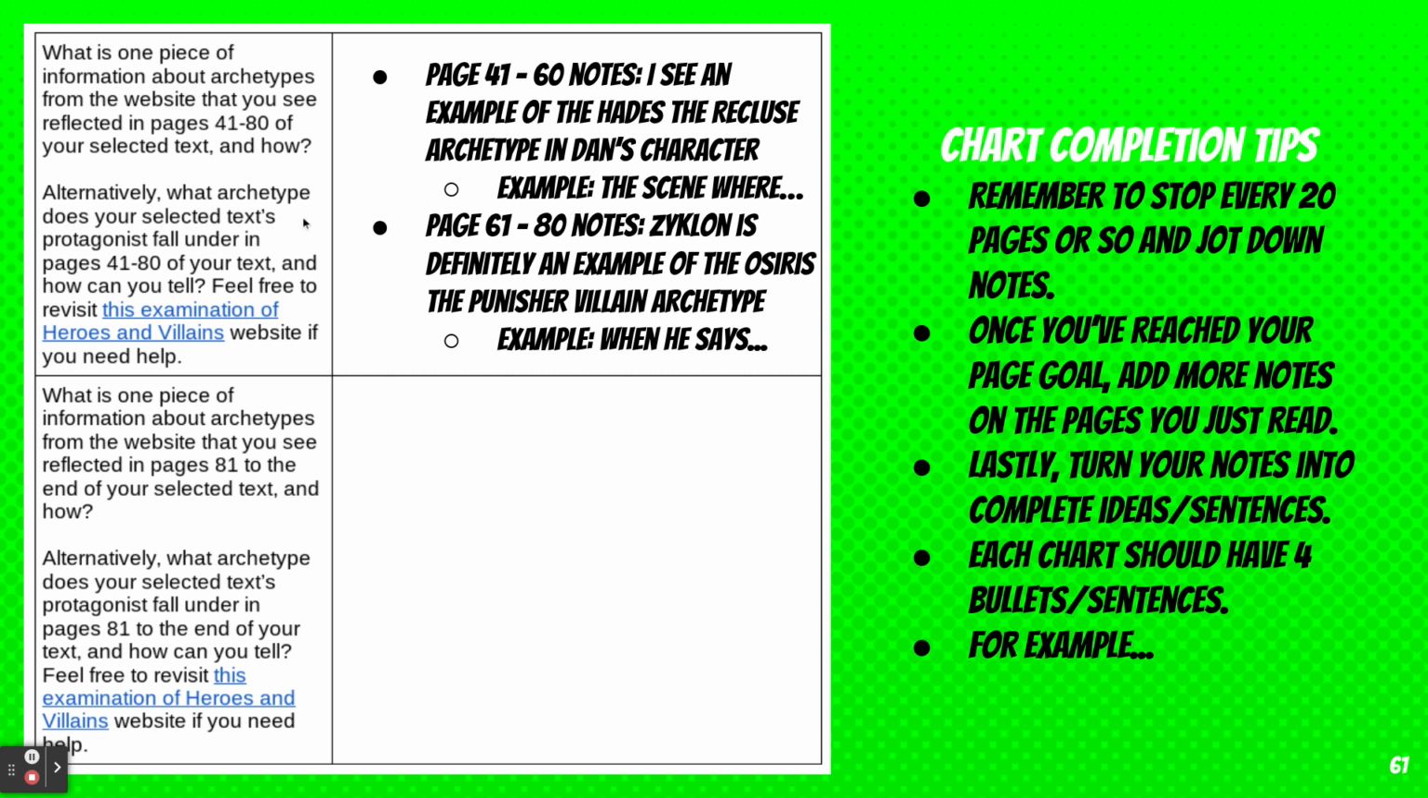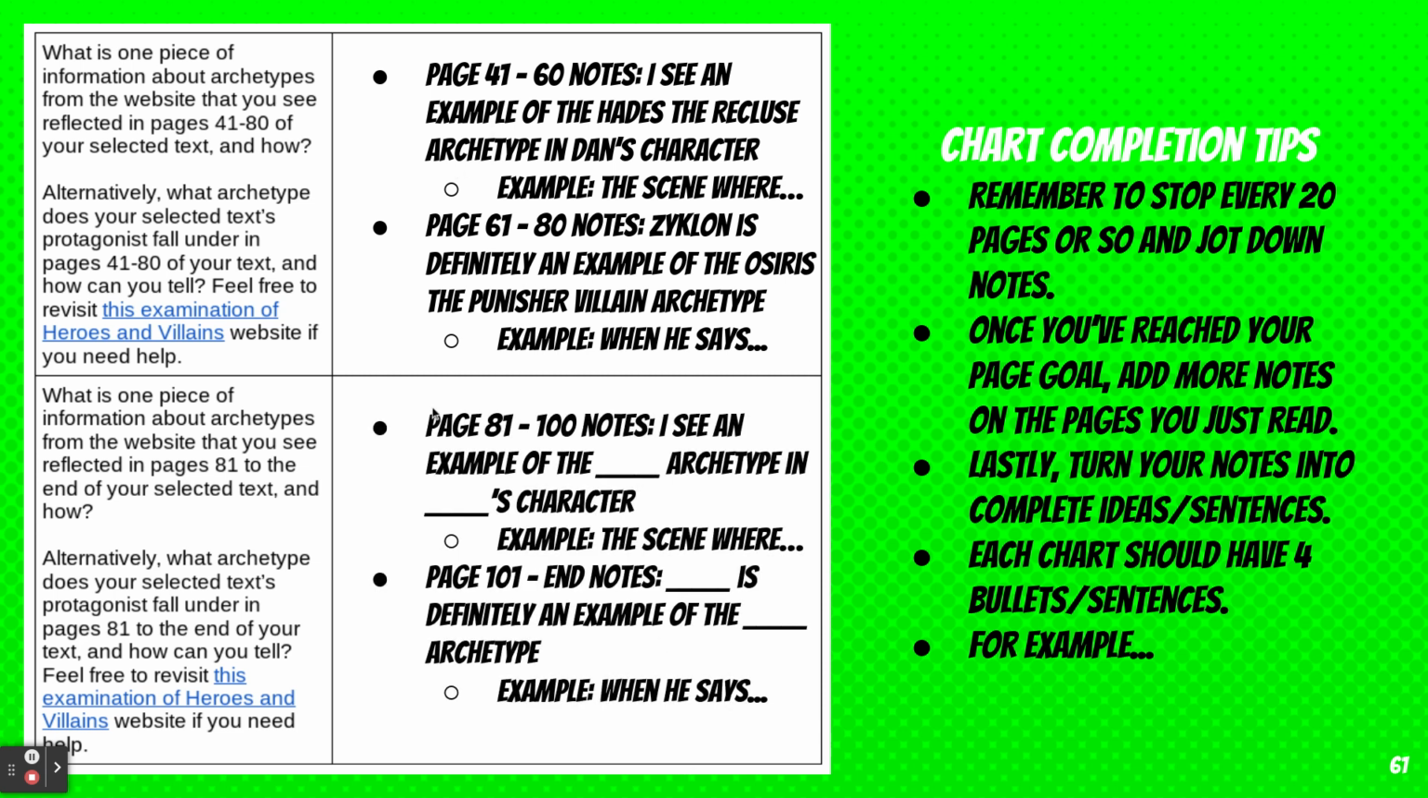And then for the second half of this, from page 61 to 80, I have another note. Zyklon is definitely an example of the Osiris the Punisher villain archetype. And then my fourth bullet point here, my example of that, is when he says, I will destroy the world for doing this, that, and the other thing to the environment, etc. This is clearly my example of him fitting into this archetype. So you would want to make sure that you have 4 bullet points like what I have in each of these sections. And then all you do is change out the page number chunks and then insert people's names and then insert the quotes as your evidence or description of the scene as your evidence.